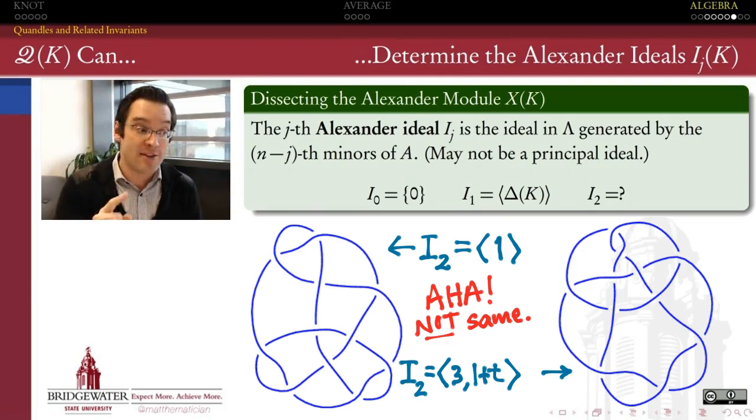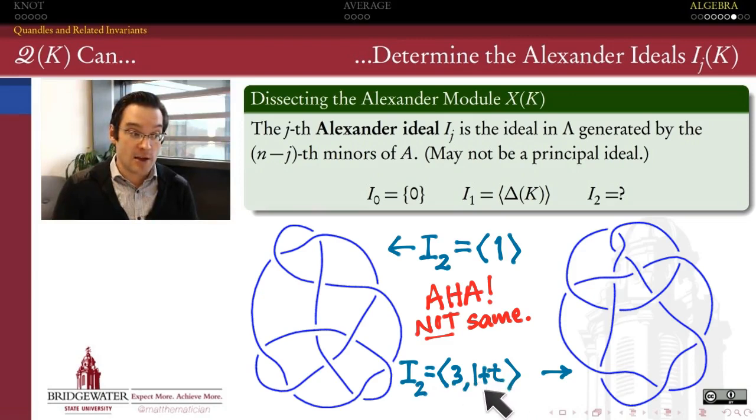But when I do that process for these two knots, for the knot on the left, the ideal generated by its n-2 minors is actually the entirety of the ring Lambda of Laurent polynomials in t. But for the knot on the right, the n-2 by n-2 minors generate an ideal which is not actually principal. It's generated by the polynomial 3 and the polynomial 1 plus t. And so, in other words, this second elementary ideal for this knot is strictly smaller than the second elementary ideal for this knot. And therefore, because all of those elementary ideals are invariants, we now know that these two knots cannot be the same knot.